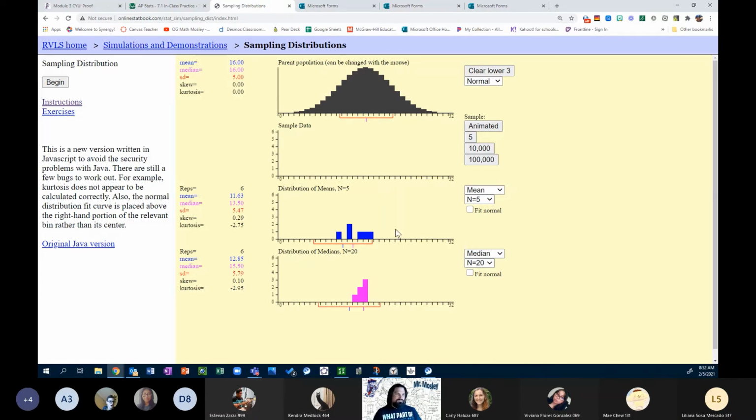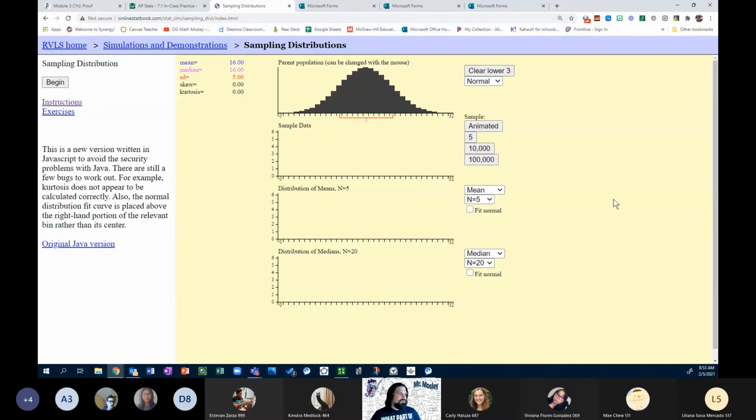Obviously, over just 5 repetitions of this, 5 samples, it doesn't give us a ton to work with. So we have these nice little buttons here. It does 10,000 or 100,000, right? We'll just go ahead and do 10,000 samples real quick. So we've done, in the third histogram, 10,000 samples of sample size 5. And on the fourth histogram, we've done 10,006 samples of sample size 20, and that's giving us the median.